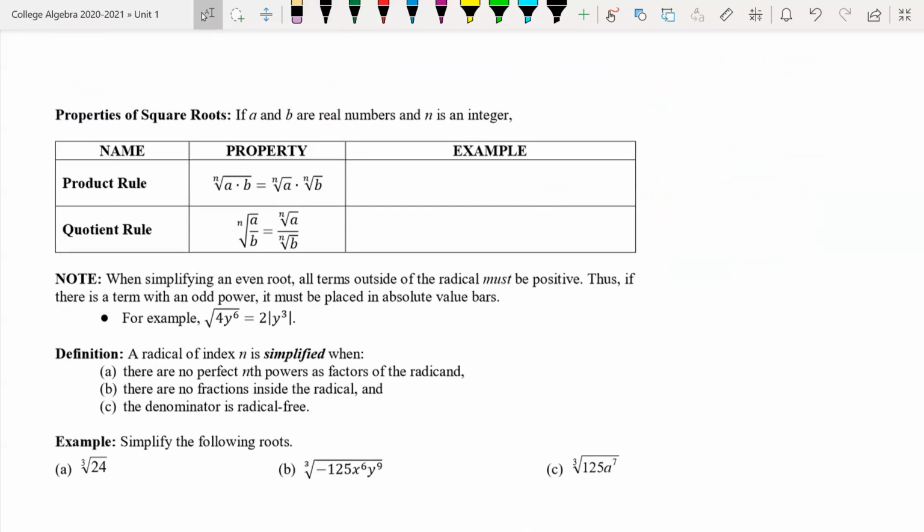The product and quotient property, or product rules and quotient rules, apply to this as well. So if I had the cube root of 3 times x, I could split it into the cube root of 3 times the cube root of x. So that's the product rule. Quotient rule: if I had the cube root of 3 over the cube root of x, which we actually just did in the last problem, then I can have the cube root of 3 over the cube root of x. And this should all be written together.